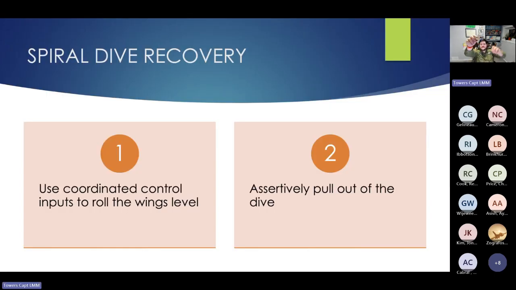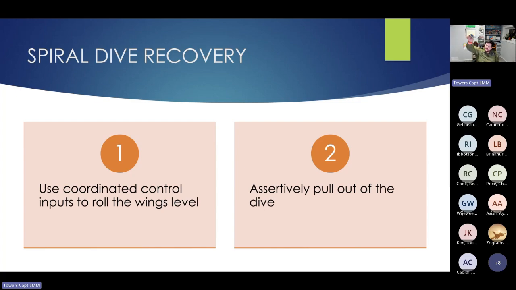So in order to recover from that situation, you need to use coordinated control inputs to roll the wings level. So just pulling back on your stick, that's never going to get you out of it. You need to use coordinated control, so rudder and ailerons at the same time, to roll your wings level. And because you're in a spiral dive, you're going to be pointing down like this, so assertively pull out of that dive, especially if you're in a glider, trying to use that extra airspeed that you've gained to regain some of your altitude. But you want to make sure that you're getting out of that situation quickly and assertively so that you don't overspeed the aircraft and you don't overstress the aircraft and you don't hit the ground.